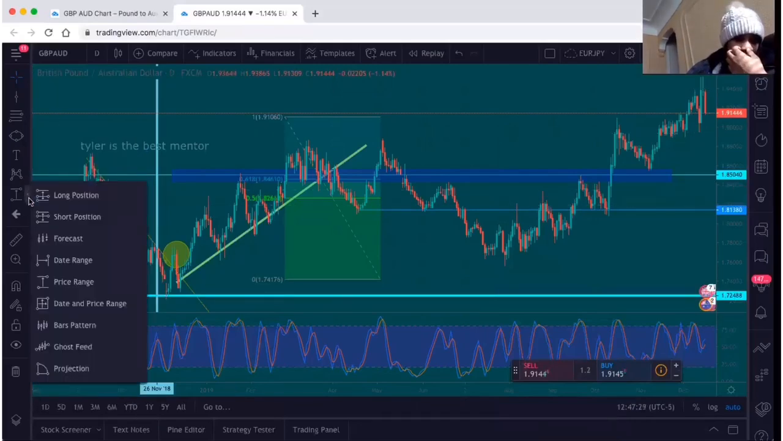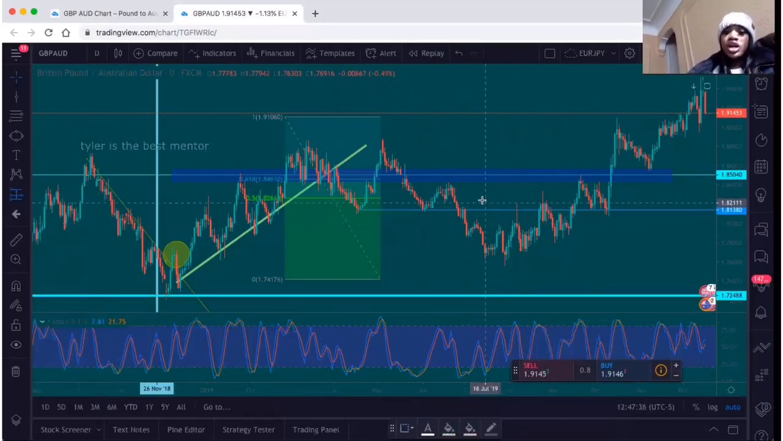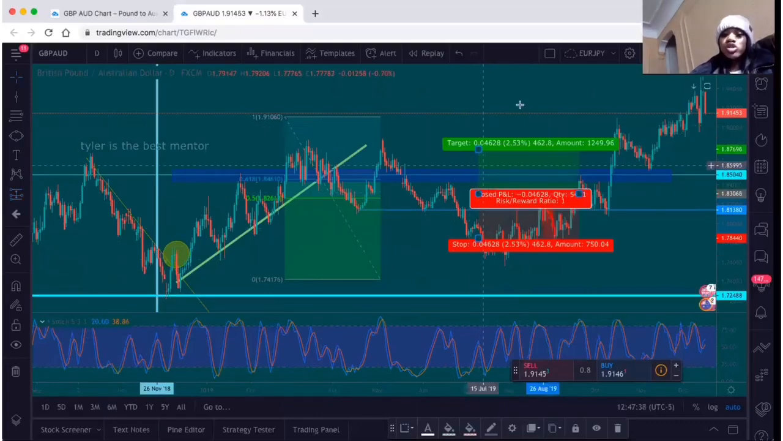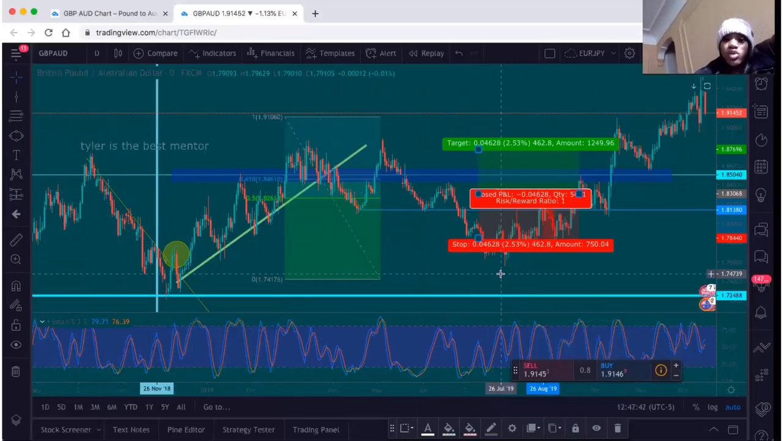Like I just said, these are for determining pips. So if you're not good at math and you don't know how to count pips, this is good. Long position just basically shows you a risk to reward. I talked about risk to reward in another one of my videos, so y'all might just want to go through and binge watch all my videos. But yeah, this is a long position.